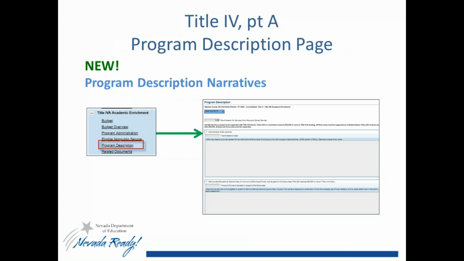The program description page is intended to provide an overview of the purpose of the identified cost described in the budget as it relates to the district's strategic plan. In other words, this is the body of the application. If your district receives less than $30,000 in Title IVA, this description will only need to be submitted in the administrative cost section of the page. If your district receives more than $30,000 in Title IVA, all 3 subsections must be completed on this page as instructed.